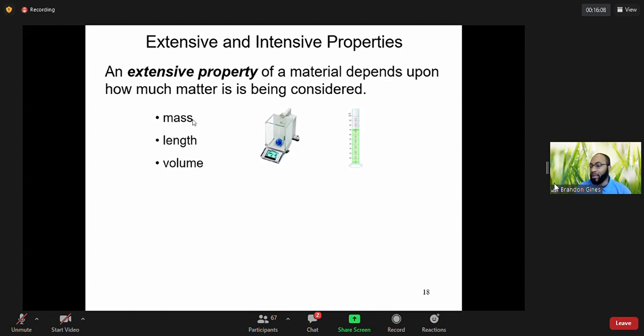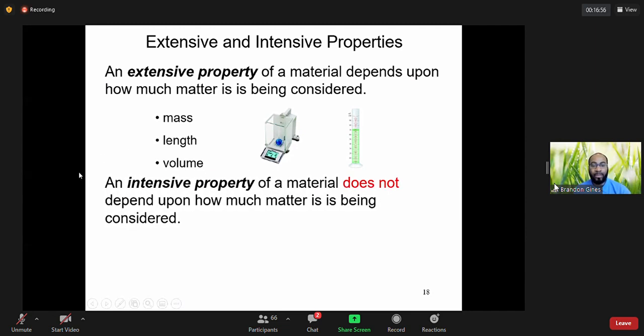If you have a smaller apple versus a bigger apple, which has a greater amount of material, the mass will change between those two. So the mass is going to depend on size, right? Same thing with length. How long something is depends on how much of that thing is there. Those are extensive properties. Intensive properties, on the other hand, of a material do not depend on how much matter is being considered.